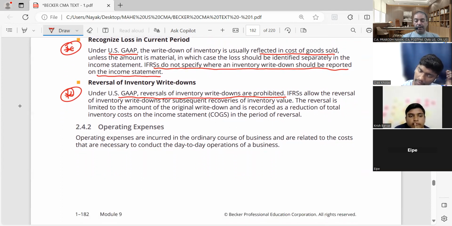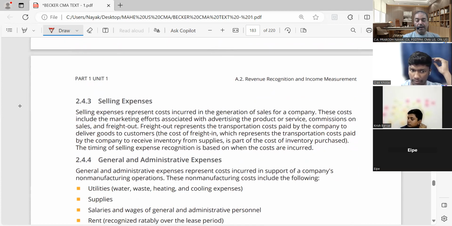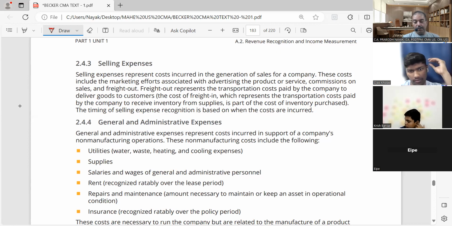Operating expenses are incurred in the ordinary course of business and are related to the costs that are necessary to conduct the day-to-day operations of a business. Selling expenses and general and administrative expenses. Selling expenses represent the cost incurred in the generation of sales of a company. So for promoting the sales of the company, that is incurred. These costs include the marketing efforts associated with advertising of the product or service, commissions on sales, and freight out, which represents the transportation cost paid by the company to deliver the goods to the customers.